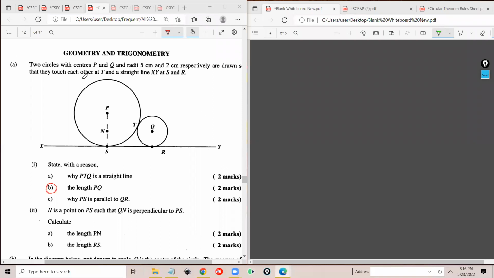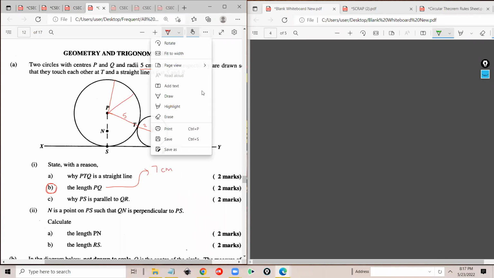Remember, it's 2 circles. One has a radius of 5 and one has a radius of what? 2. So obviously the bigger circle has a radius of 5. From the center to the circumference is 5. So doesn't that mean from P to T is how much? 5? And then for the smaller circle, its radius is how much? 2. So that means the total distance is 5 plus 2, which is 7 centimeters.